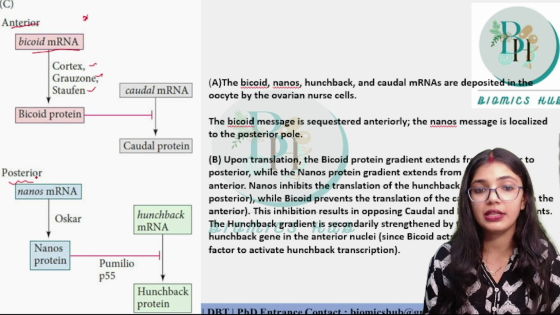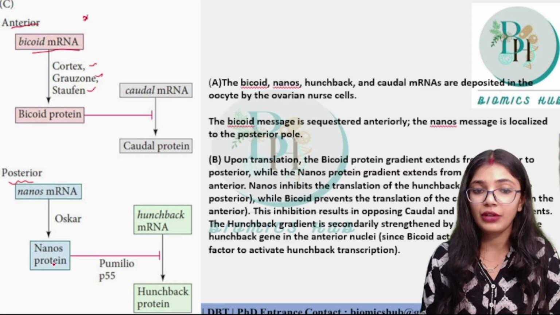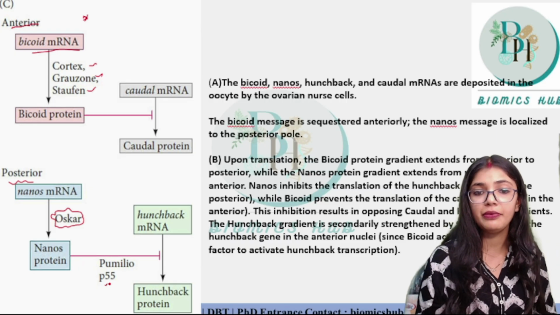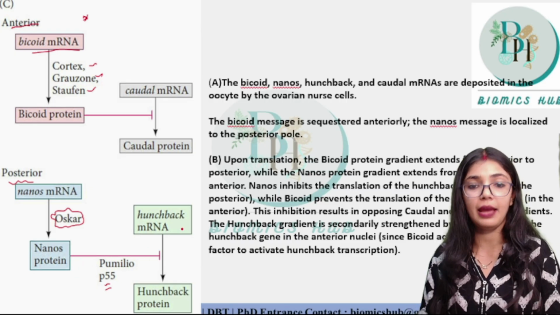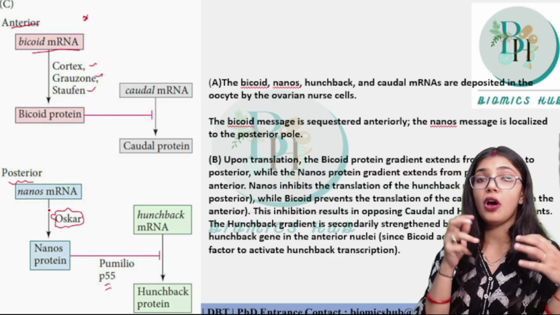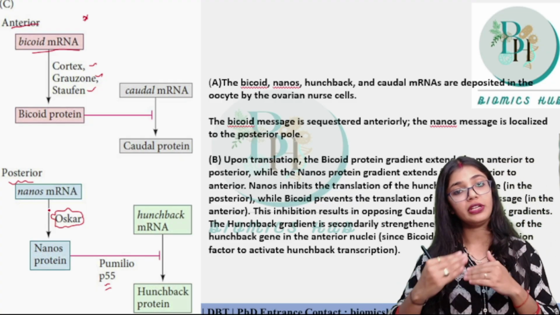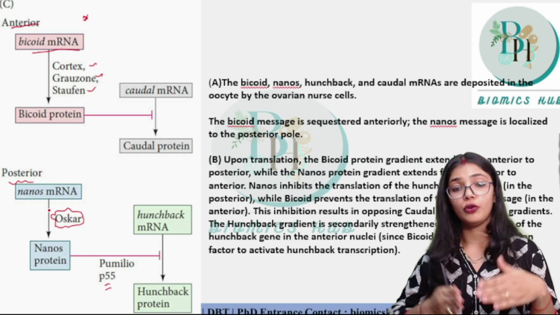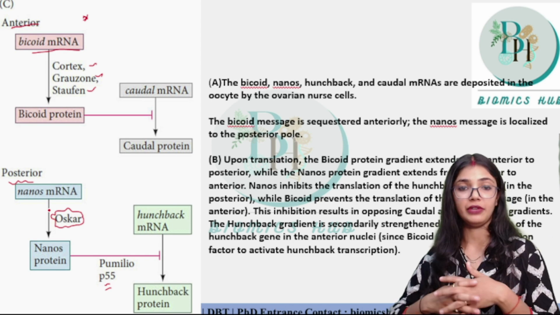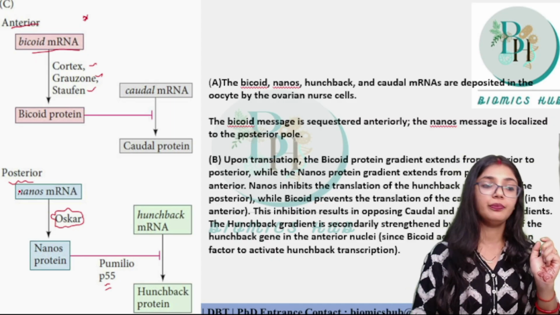And in the posterior region, the nanos mRNA which is present is responsible for the formation of nanos protein with the help of one protein known as Oskar. And Pumilio and P55, what is this? It inhibits the hunchback mRNA from forming protein in the posterior region. Why? Because the concentration of hunchback should be more in the anterior region but less in the posterior region. So someone has to inhibit it. So the nanos protein is inhibiting the formation of hunchback protein with the help of Pumilio and P55. And in the anterior region, bicoid is inhibiting the formation of caudal protein.